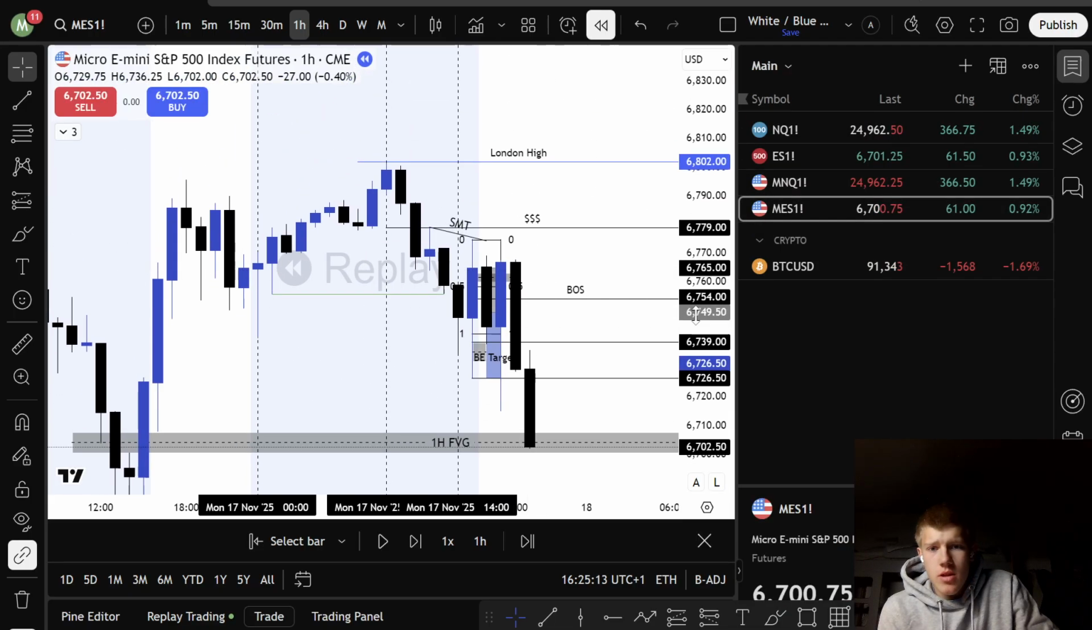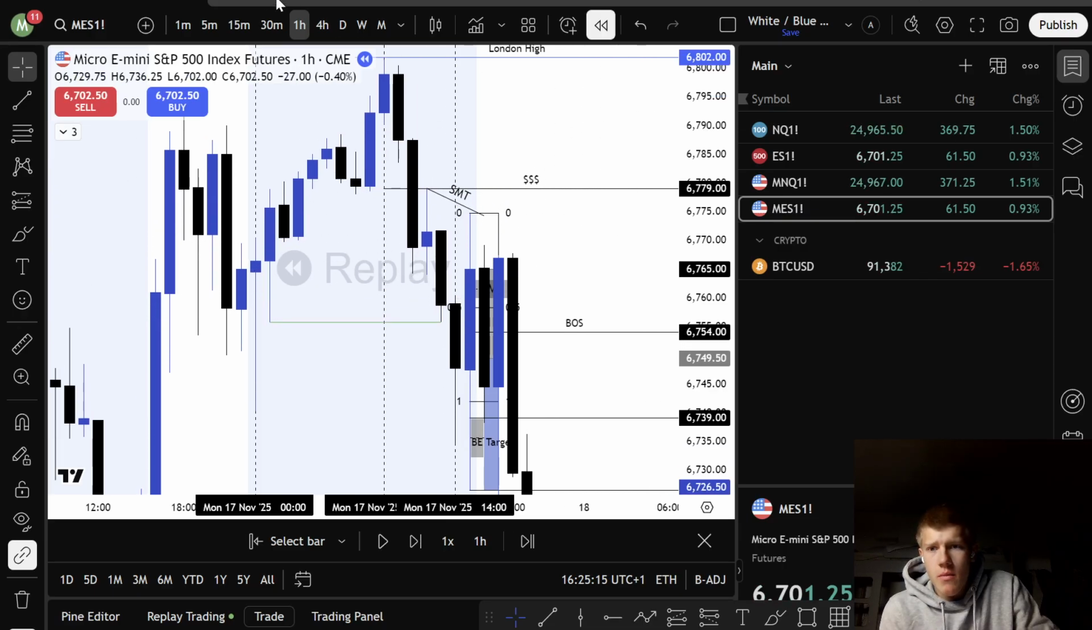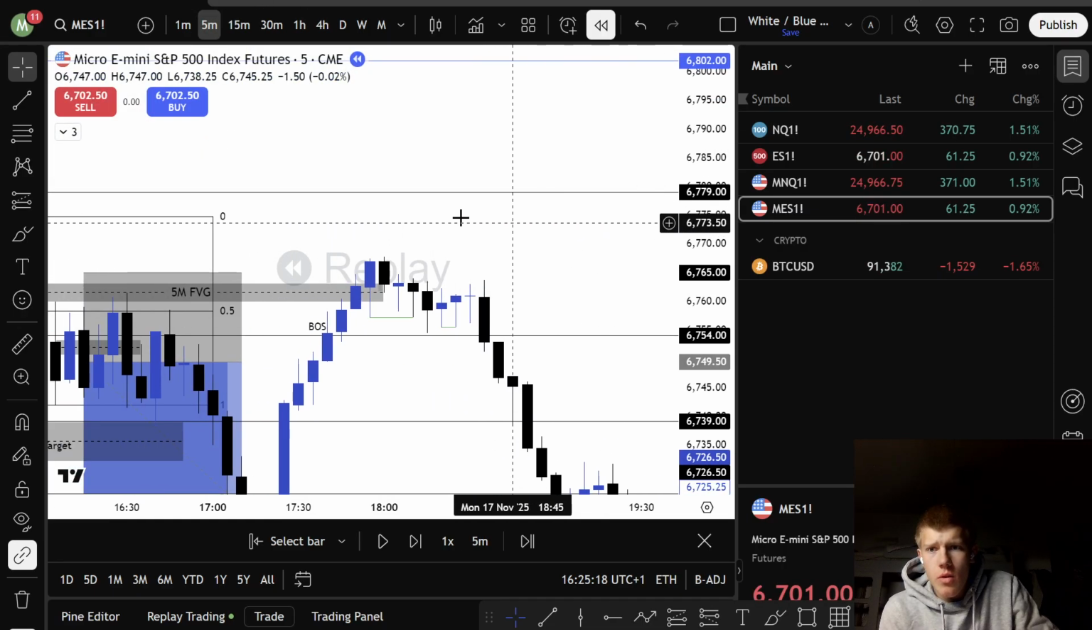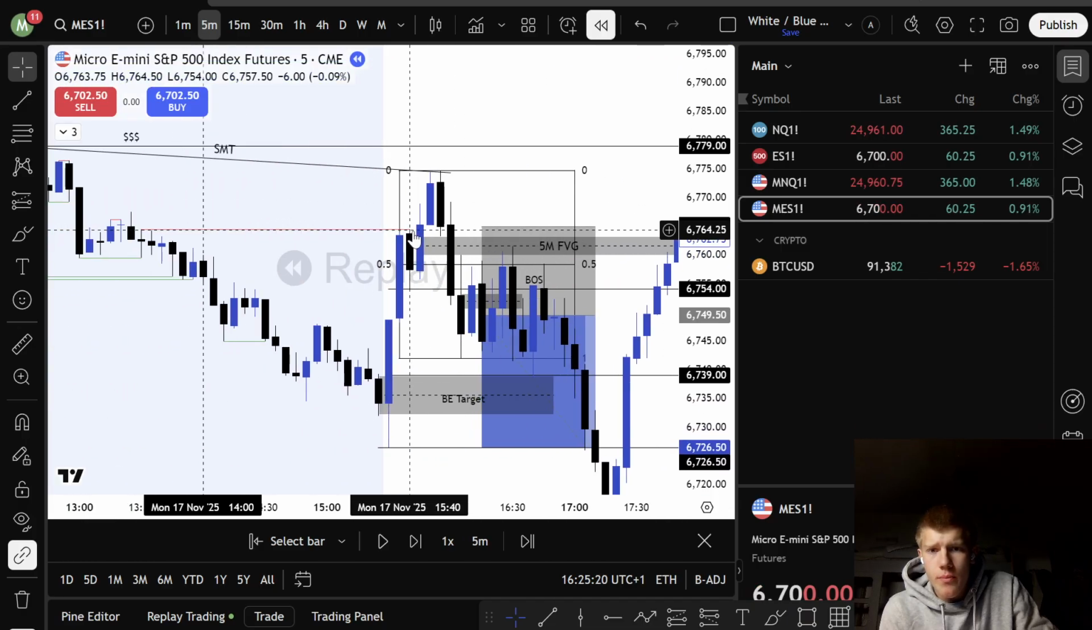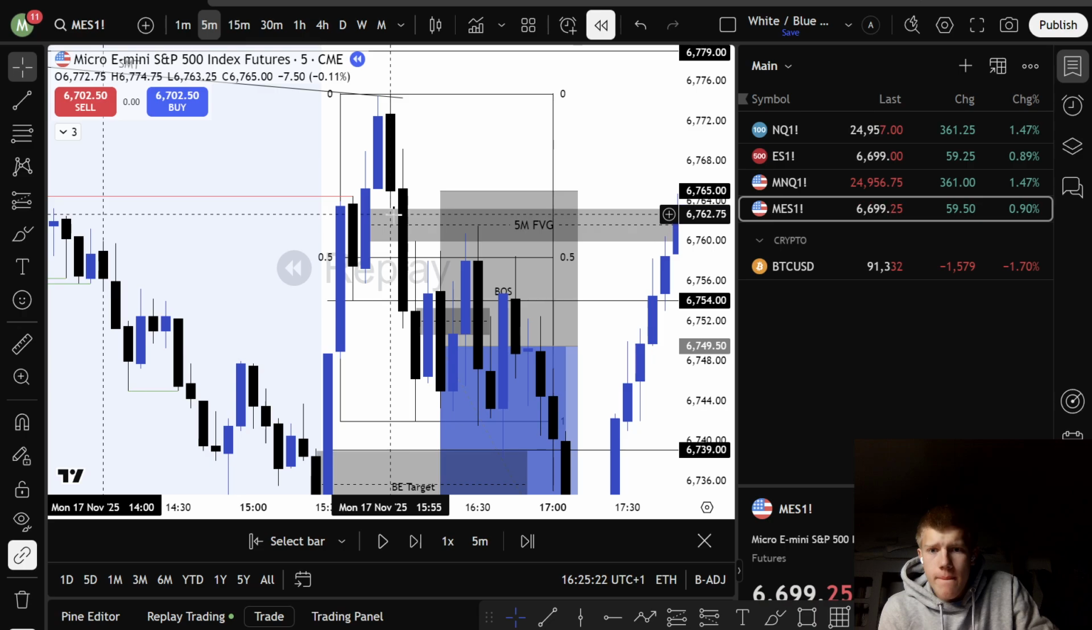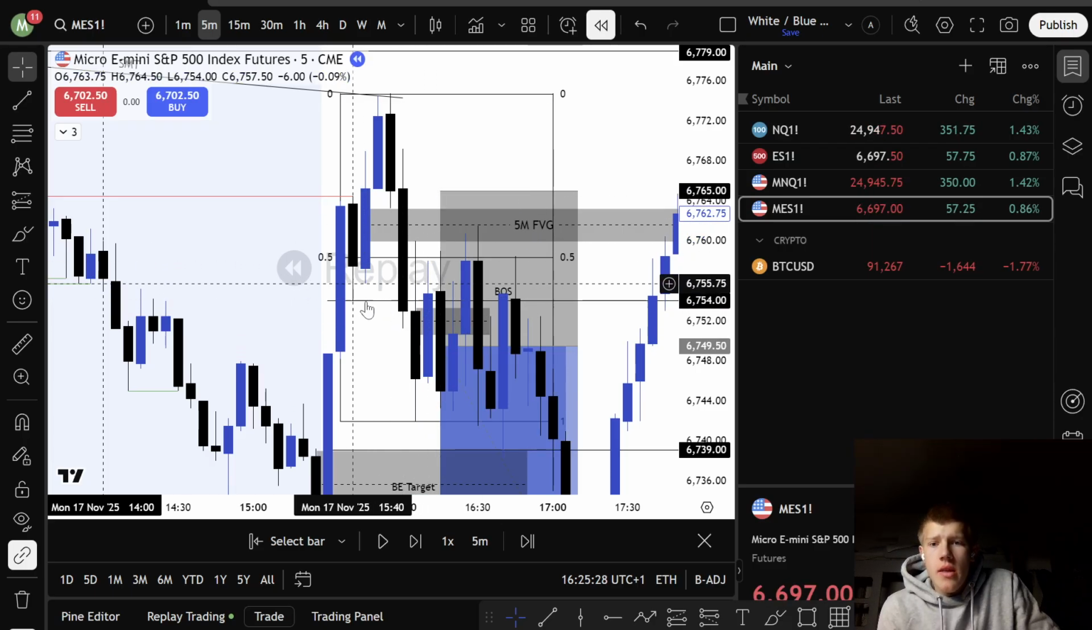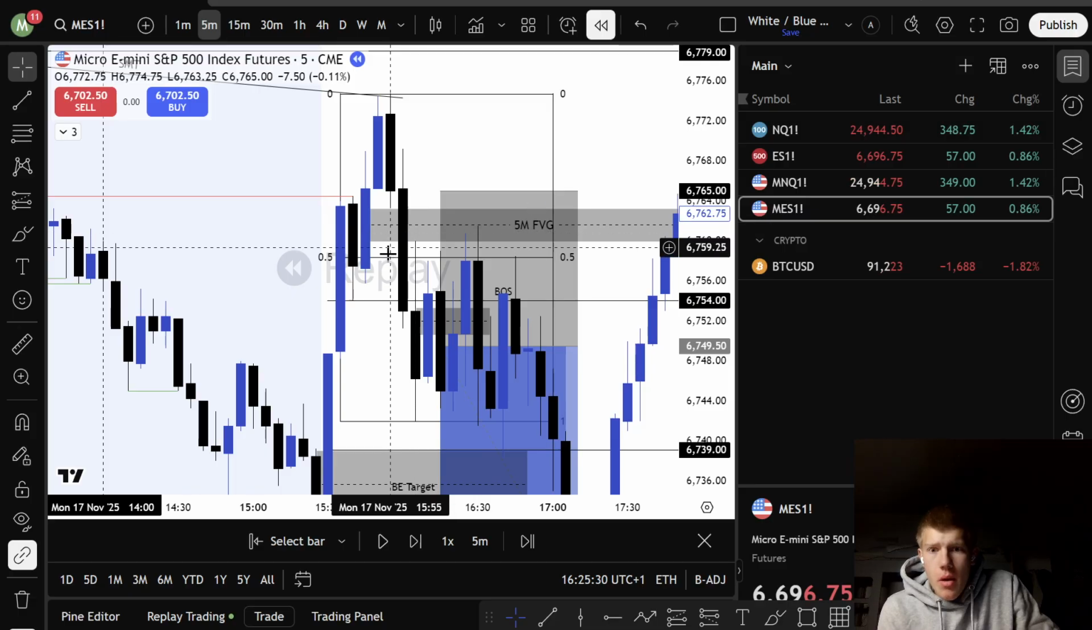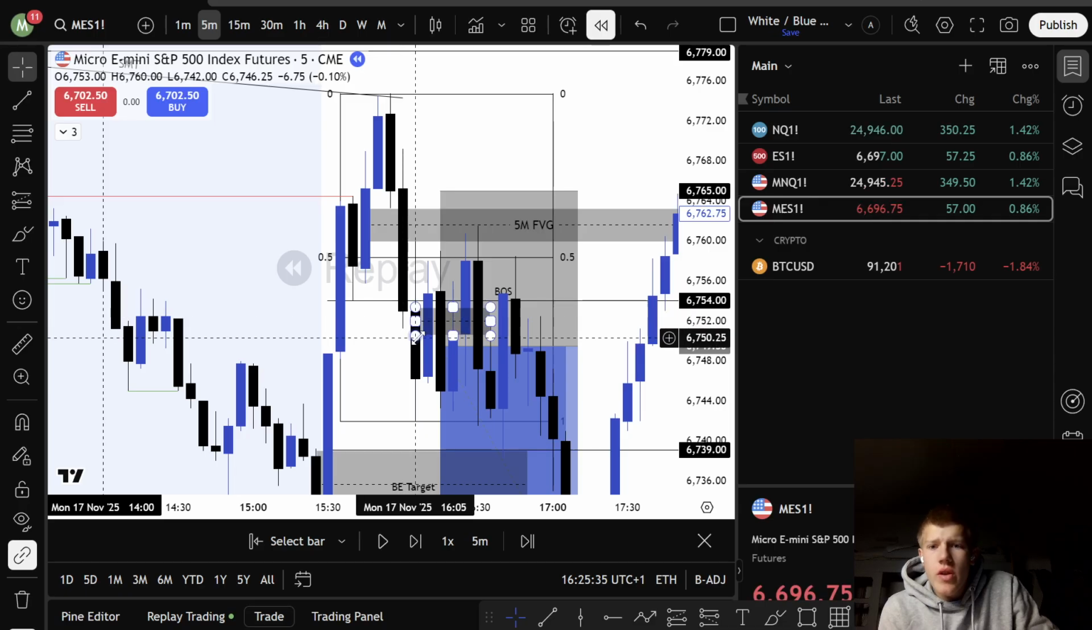Then we had the SMT divergence, the bearish SMT on the high time frame. We then retraced into equilibrium. Right here we had the displacement, an SMT and a breaker structure, and not an inverse fair value gap. Then we retraced into the 5-minute fair value gap and equilibrium.